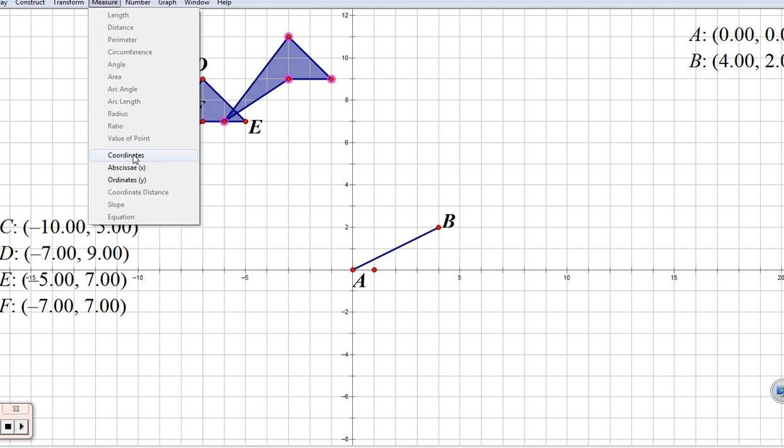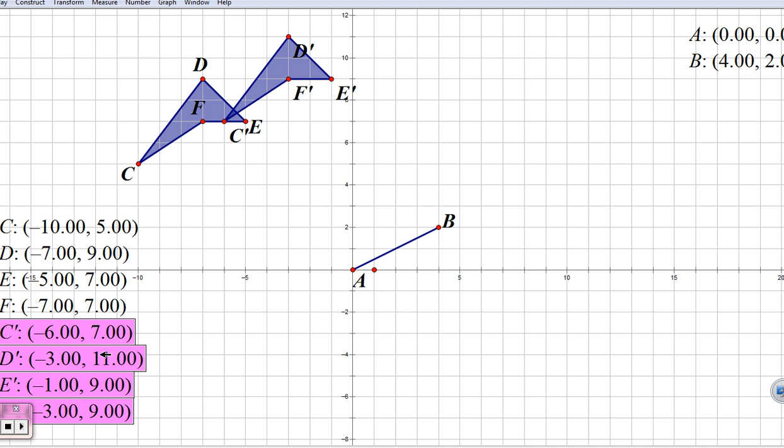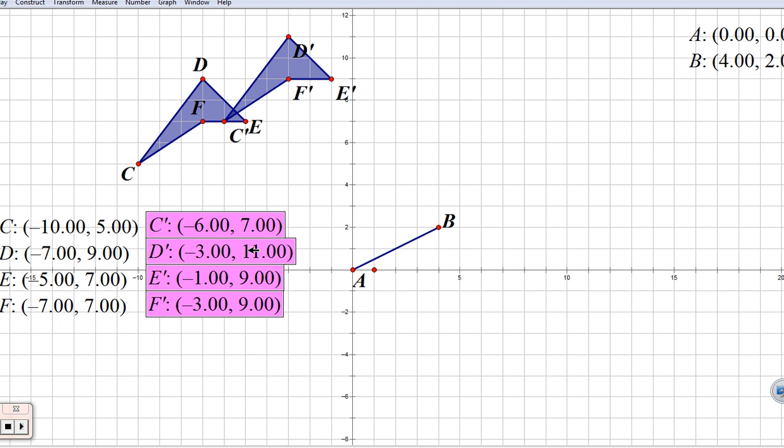When I measure the coordinates for my new object, please note that I have exactly the same letters. I have another C, another D, another E, another F. However, they have these little accent marks on them called primes. So my new object is C prime, D prime, E prime, and F prime.